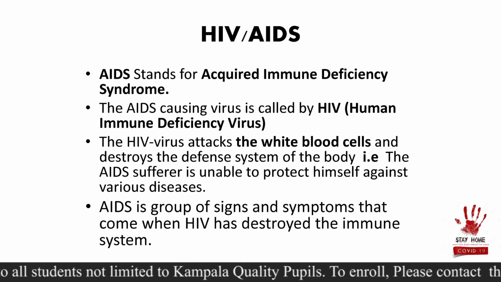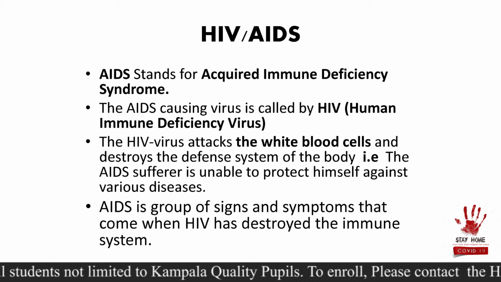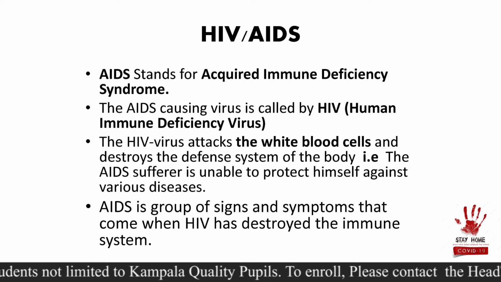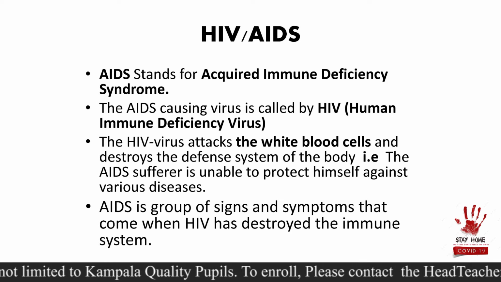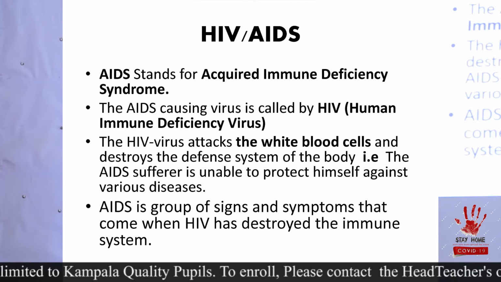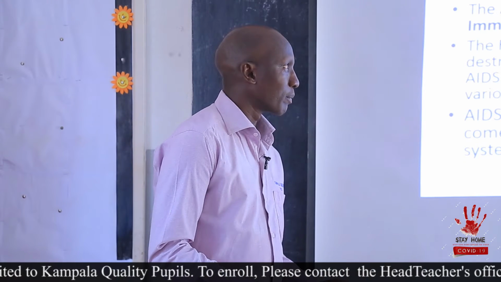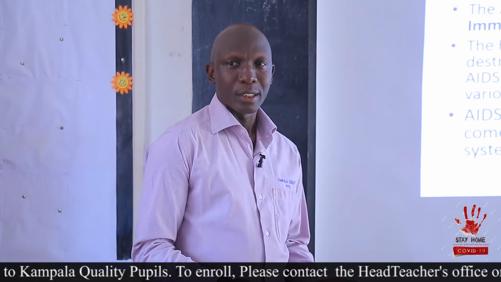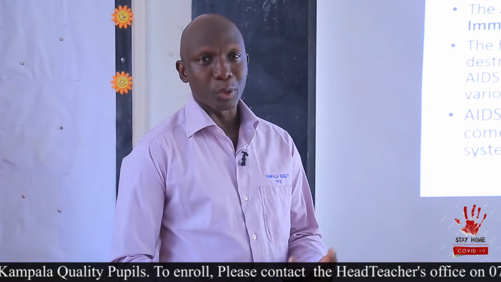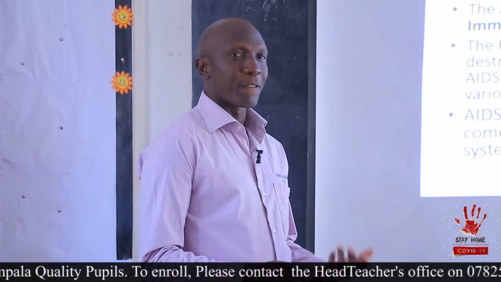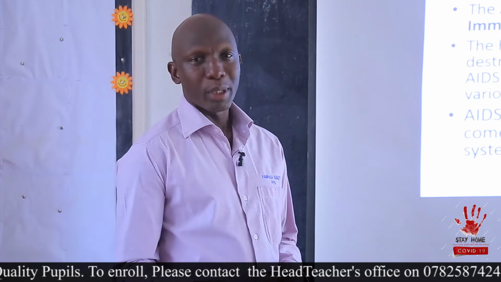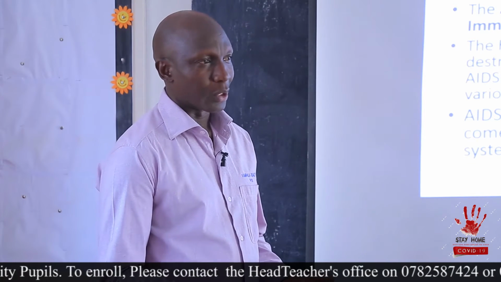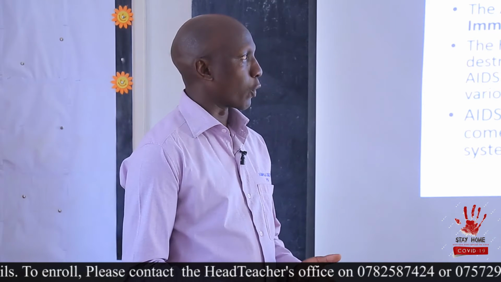So our AIDS disease is here. AIDS stands for acquired immune deficiency syndrome. To acquire means to get. How do we get this disease? Immune is our defense system, what protects our body from infection. Deficiency is lack. And then syndrome would mean a group of signs and symptoms. So it's a collective thing. It's not just one disease as you may think.